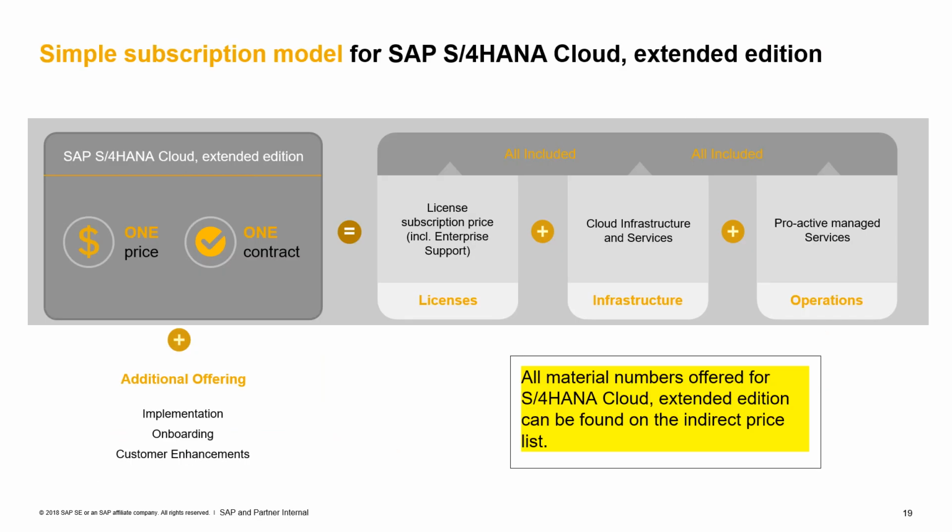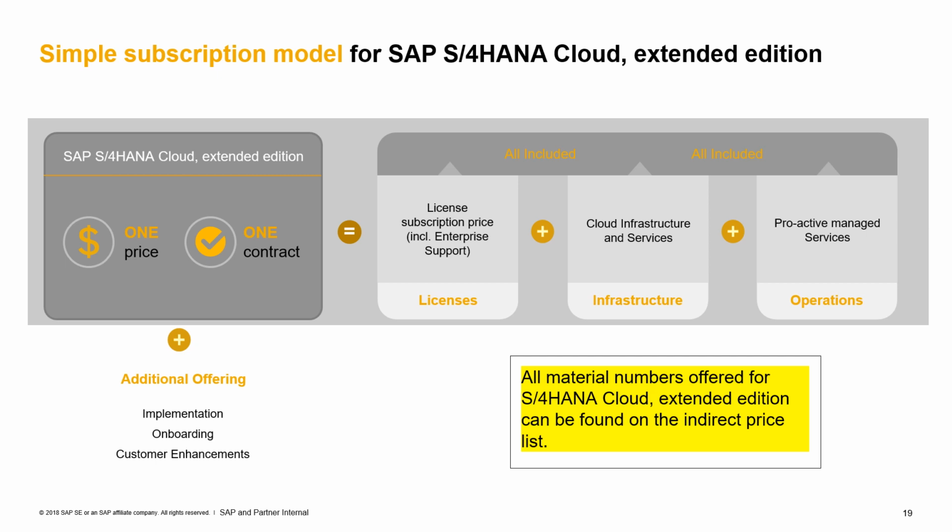Let's go into a little bit of detail in terms of the components making up the package for SAP S/4HANA Cloud Extended Edition. When you look at this diagram, everything is included. We have one price and one contract. It includes a license subscription price, including enterprise support. It includes all of the cloud infrastructure and services, and it includes proactive managed services. And this is what you get when you license SAP S/4HANA Cloud Extended Edition Enterprise Management, for example.